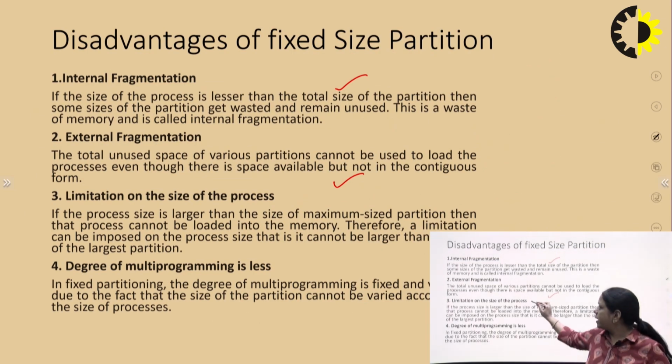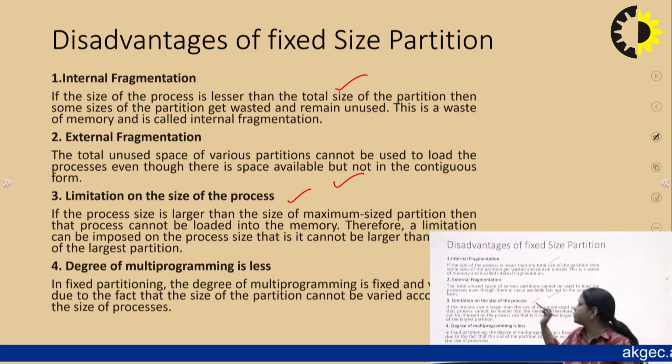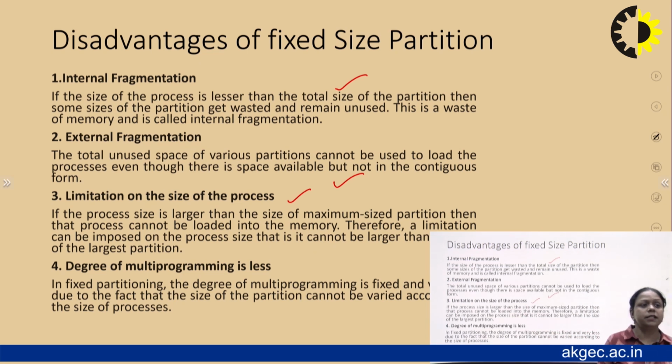So this is another disadvantage of fixed size partitioning: limitation on the size of the process. If the process size is larger than the size of the maximum sized partition, then that process cannot be loaded into memory. Therefore, a limitation can be imposed on the process size, that is, it cannot be larger than the size of the largest partition.